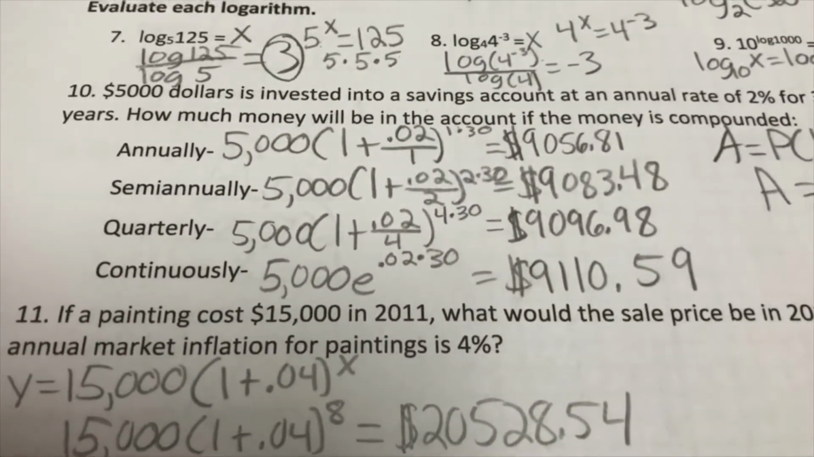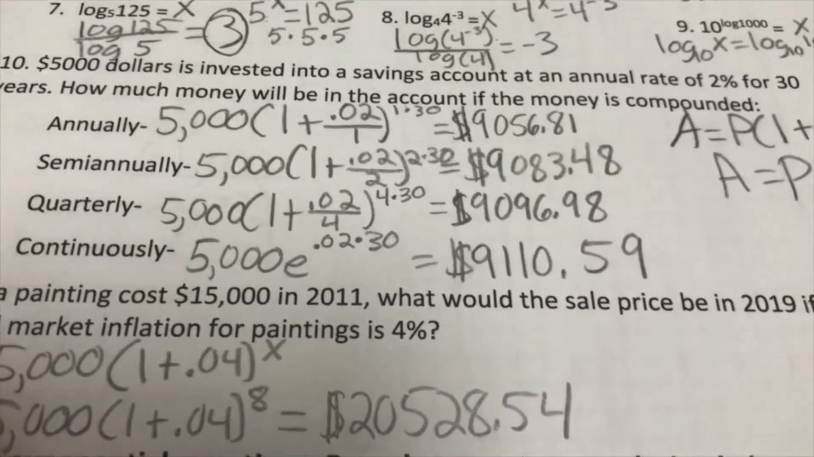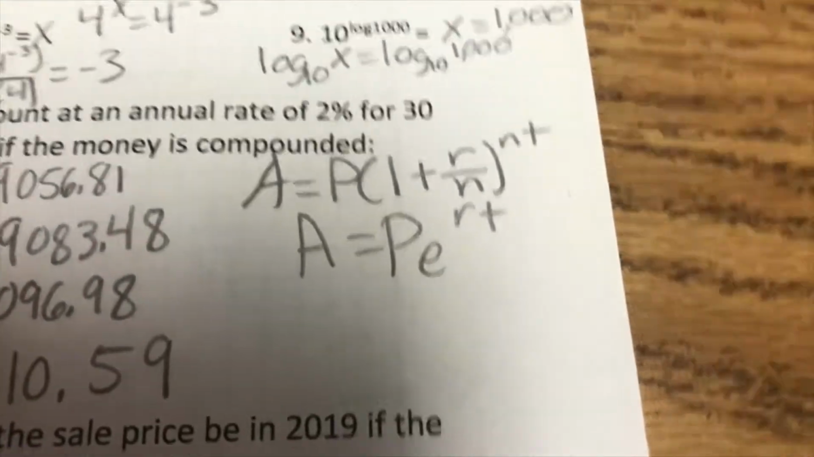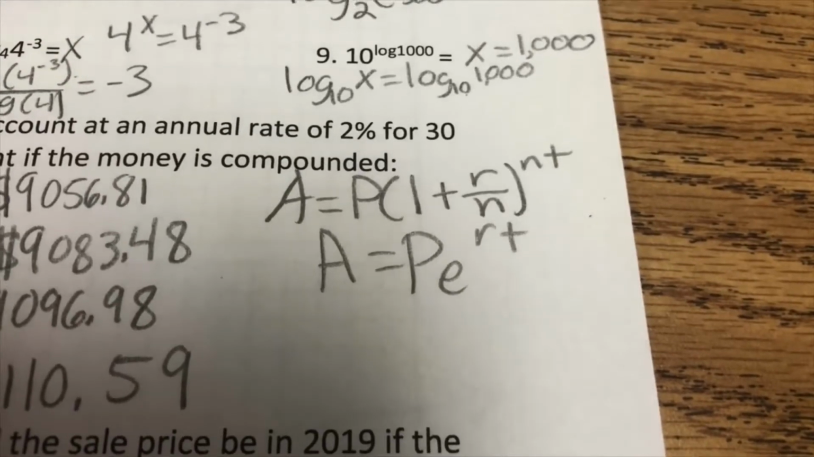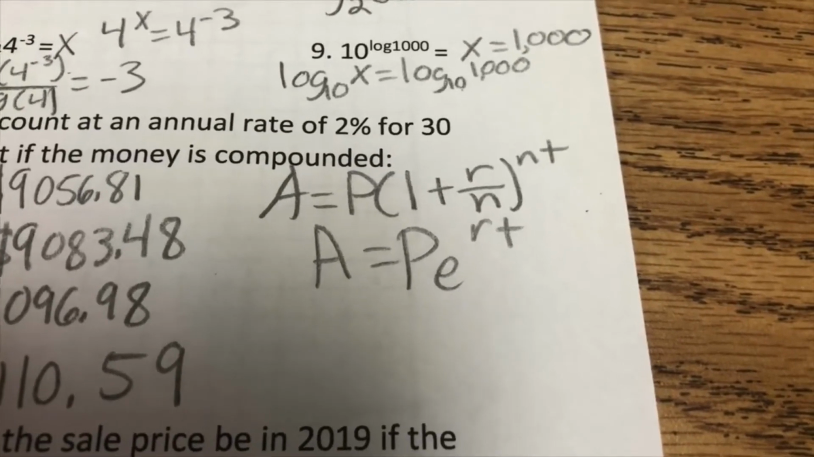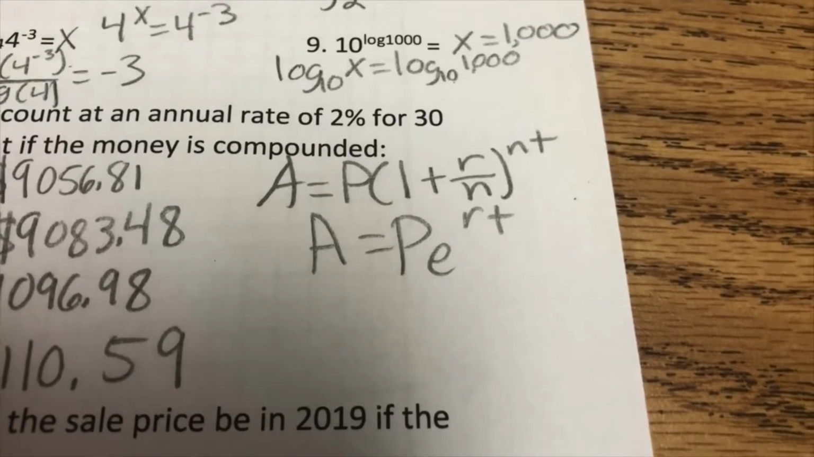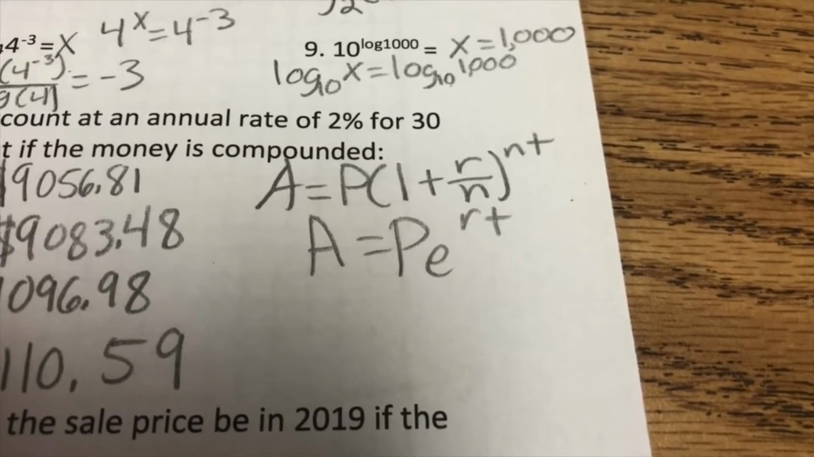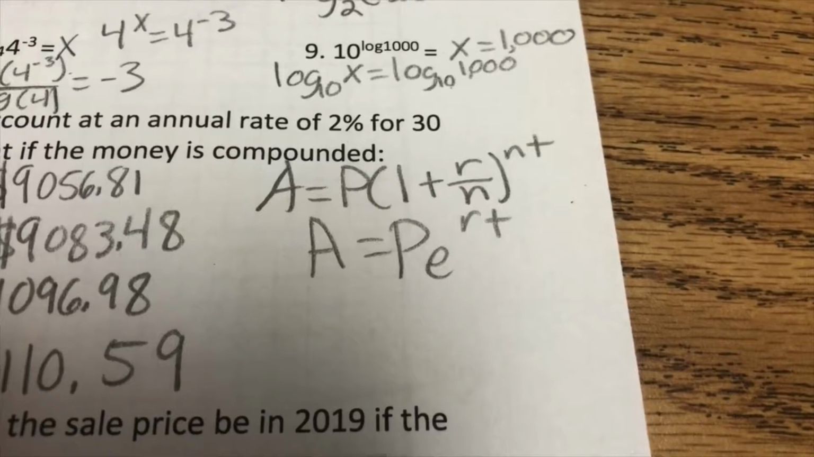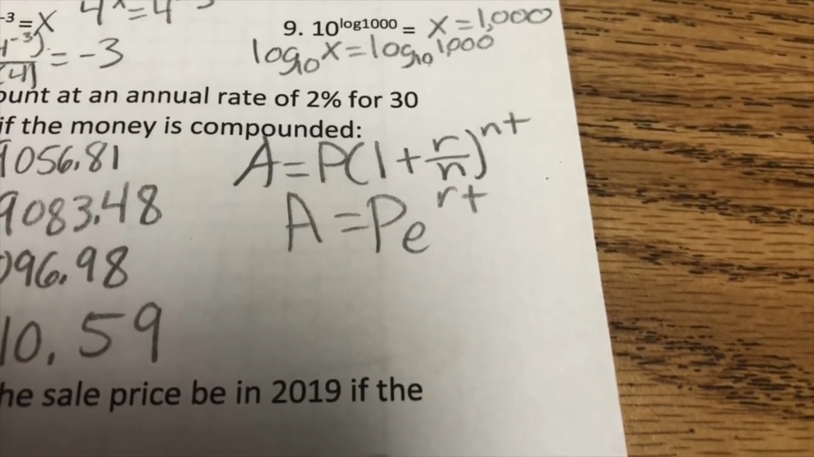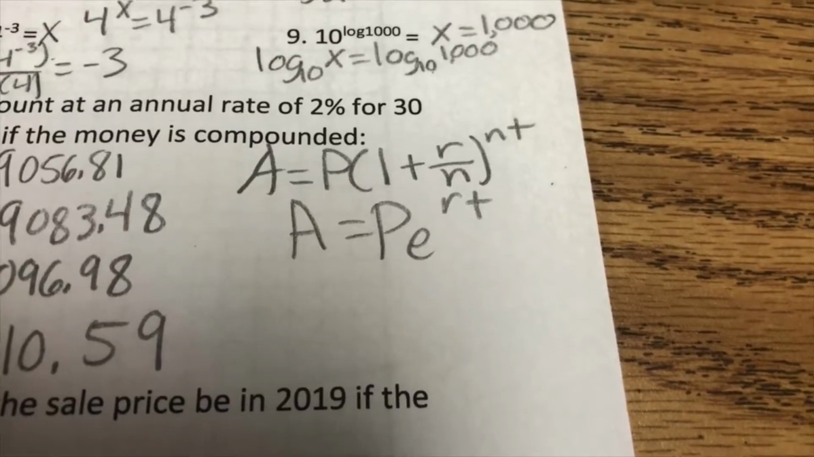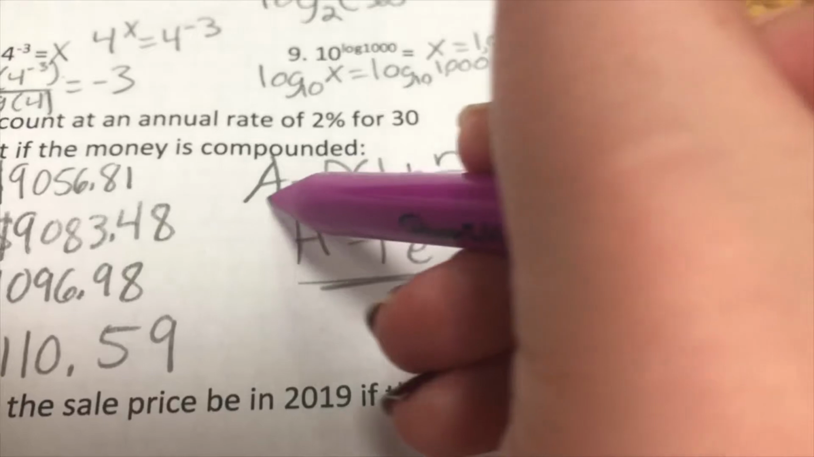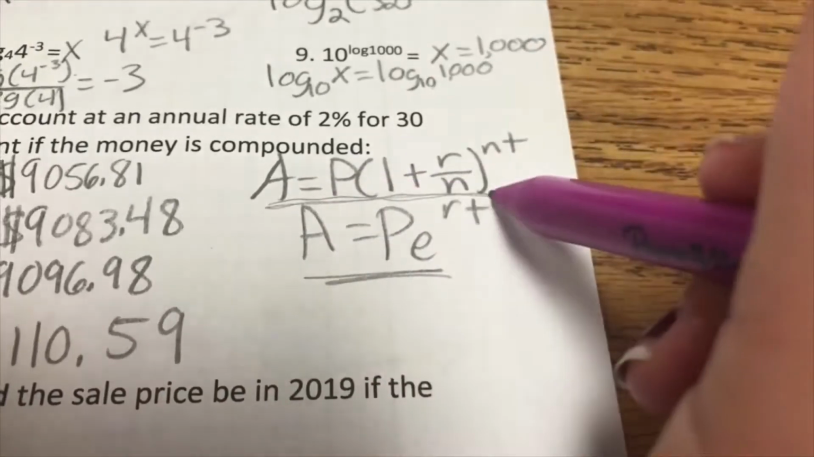So for number 10, you had to use your formulas for compound interest. Those formulas are A equals P times 1 plus r divided by n, raised to the n times t power. You also need to know A equals P times e raised to the rt. This is your continuous one. This is your periodic one.